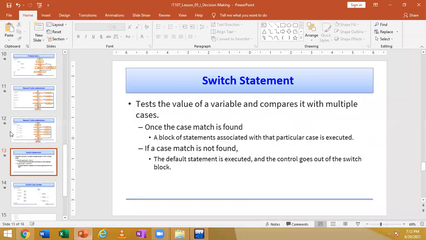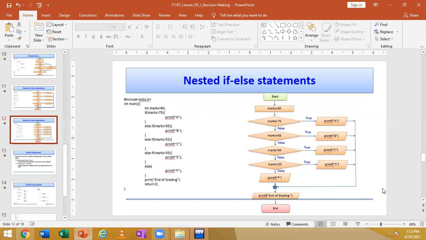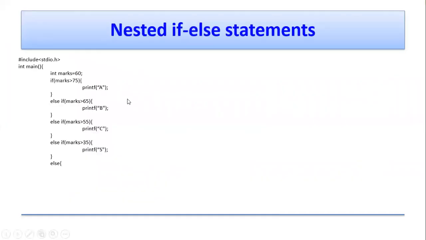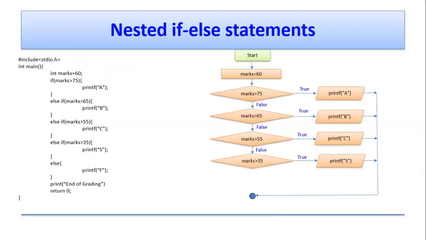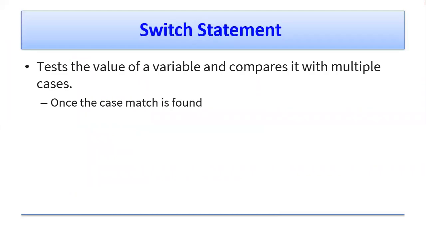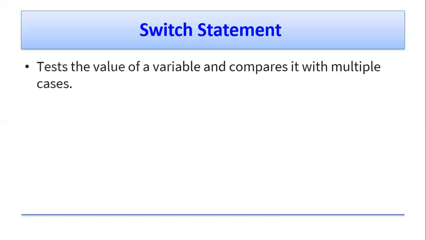All right, so that's about the if else statement, the nested if else statement, right? So now you know how to use nested if else statements in our program. And the next one is the switch statement. Switch means we can go to one particular location from another location, right? Switching, moving from one to another.